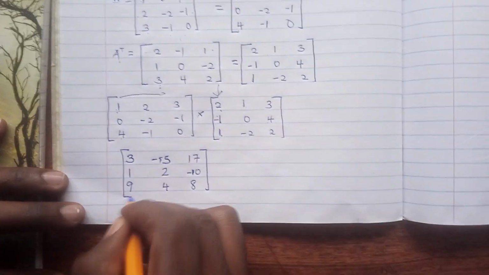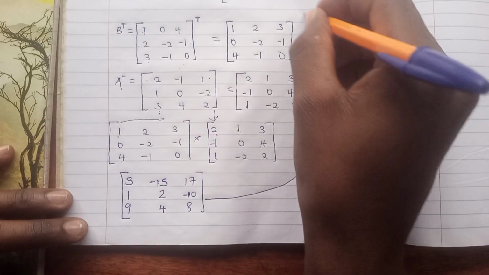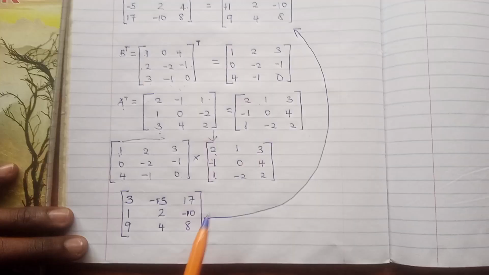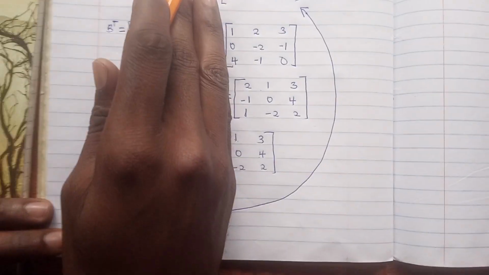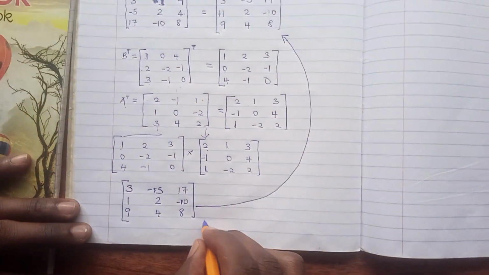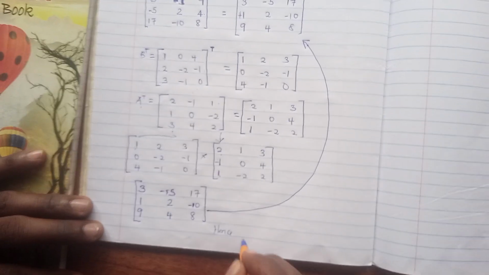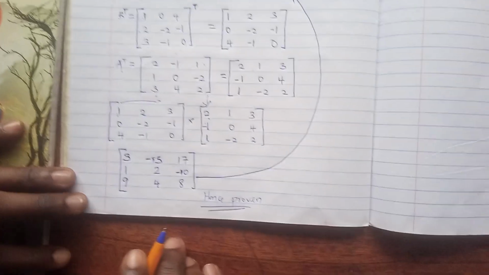So now, we can see this one here resembles this one. So it means that this statement here is true. The transposition of A times B is the same as the transposition of B times the transposition of A. Hence, proven. So this now becomes the final answer.